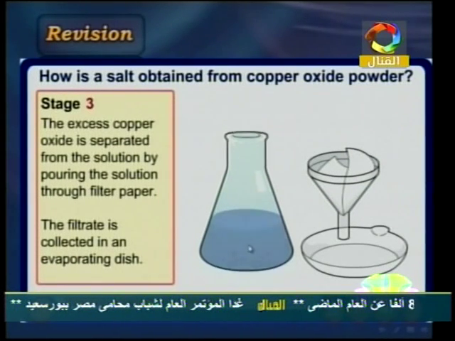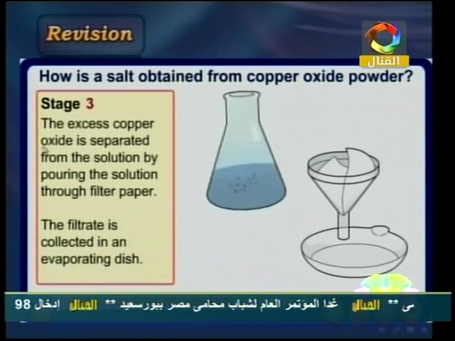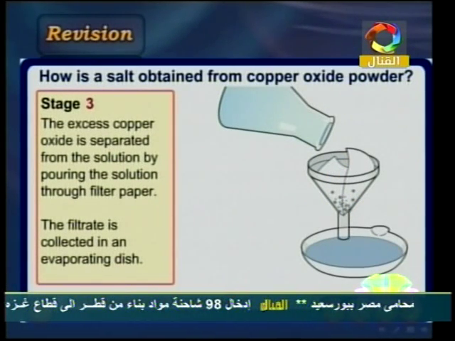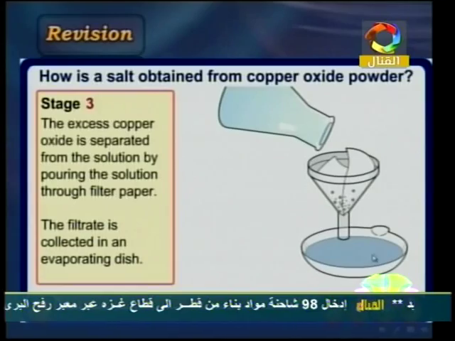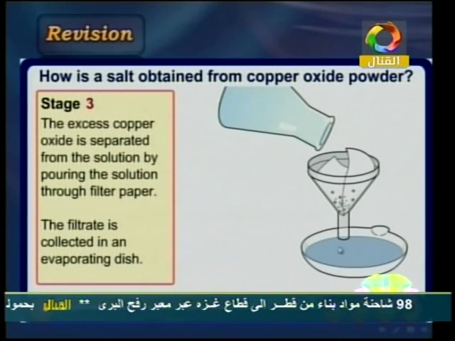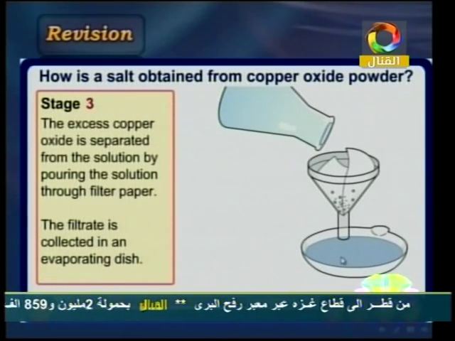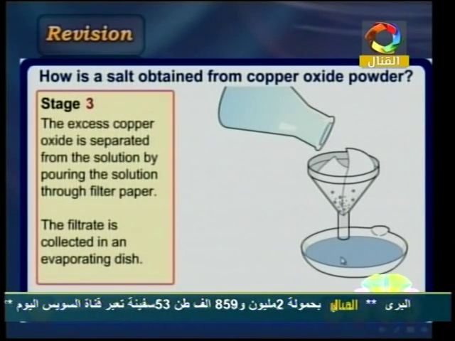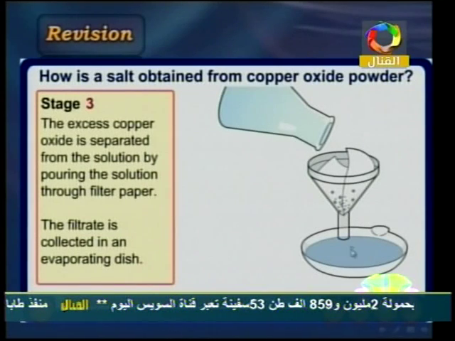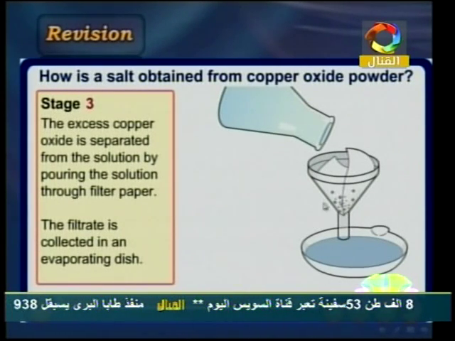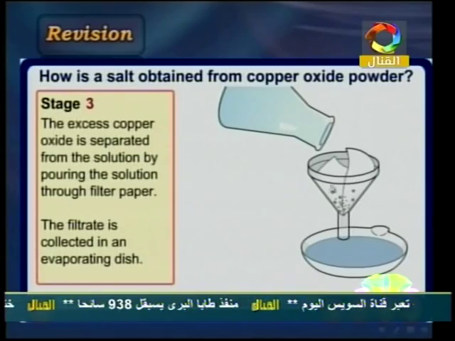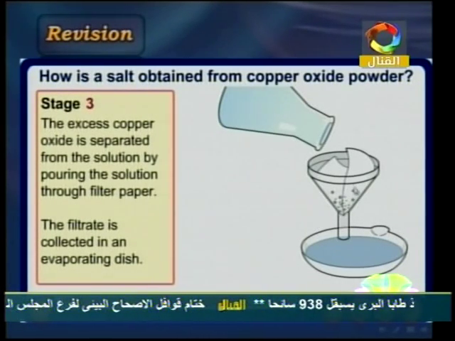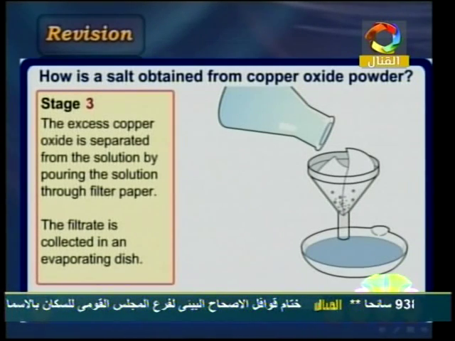We have the excess copper oxide, and that is separated by filter paper to get the compound that was produced here. This compound is copper sulfate. Why? Because here we have copper oxide with sulfuric acid, so it is copper sulfate that is produced. And this is the amount of copper oxide that doesn't dissolve in water, which can be separated by a filter paper.